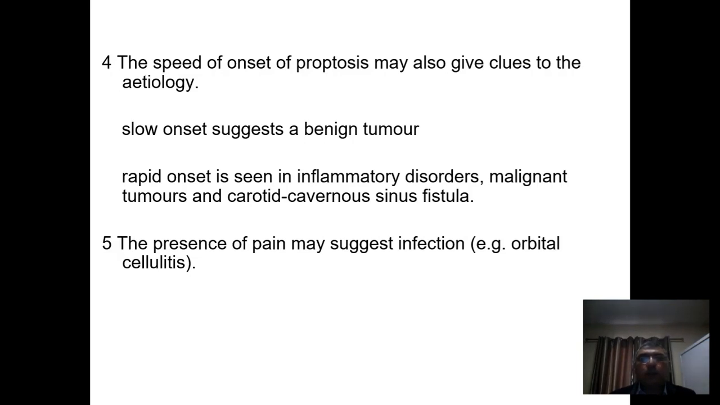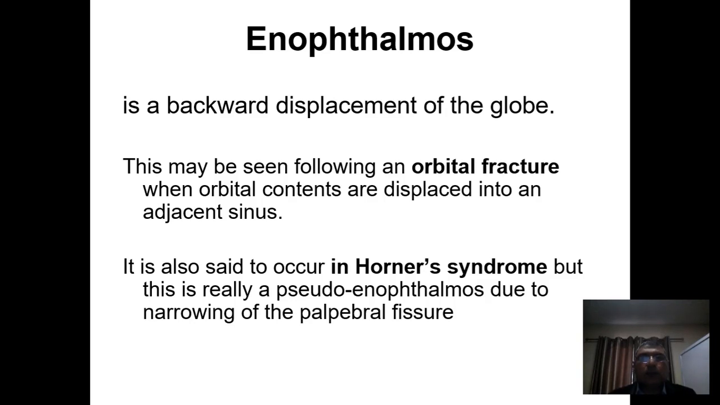The speed and onset of proptosis may give us a clue of the etiology. Slowly progressing proptosis may be seen in benign tumor. Rapid onset with inflammatory signs may be seen in orbital cellulitis. Malignant tumors may have a rapid deterioration and rapid development of proptosis. Carotid cavernous fistula causes proptosis with engorgement of the vessels on the surface of the conjunctiva. The presence of pain may suggest infection, as in orbital cellulitis.